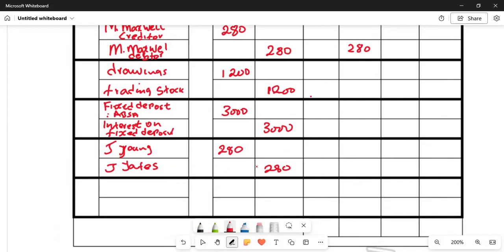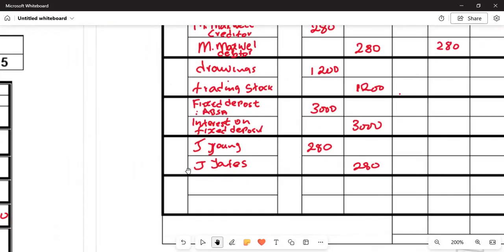Hope we understand that wrong transaction that we had to correct. J Young's account is wrong as it was reduced incorrectly, so we must debit it to put it back. Also, J Yates' account is missing the entry, so we must credit him. Hope we understand each other.